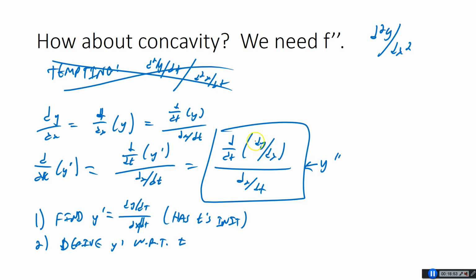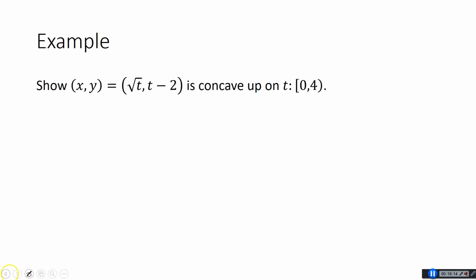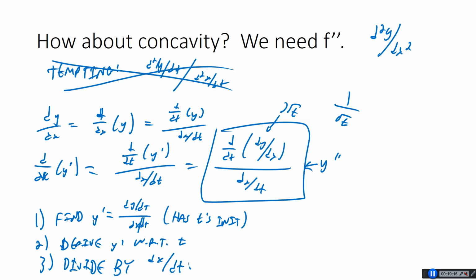That will be on the top. This is our 2 root t in our last example, so you differentiate that with respect to time. What would that be? 1/2 times 2 is just 1, so it would be 1 over root t. And the last thing is you divide, again, by dx/dt. You divide by whatever dx/dt was to begin with, and that will give you your second derivative. Okay, let's try that.